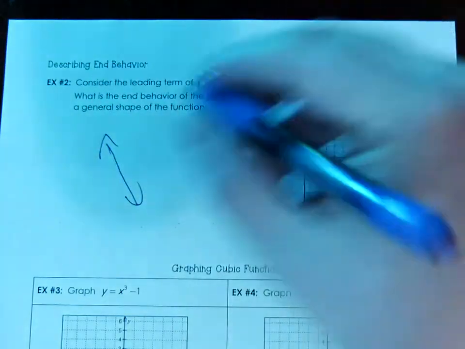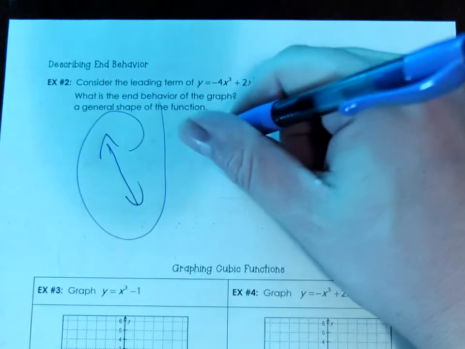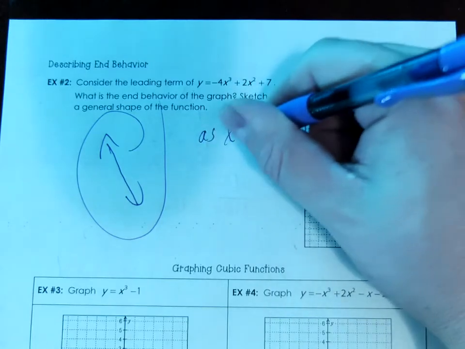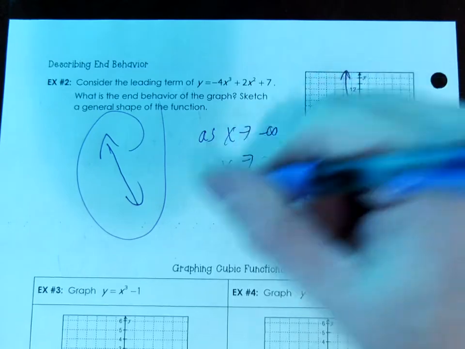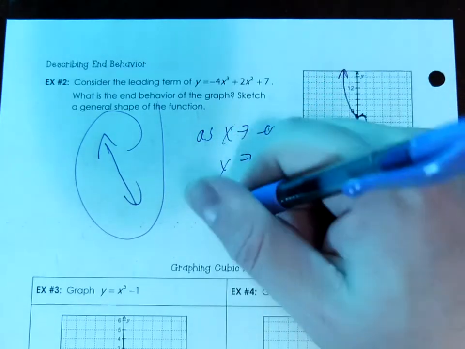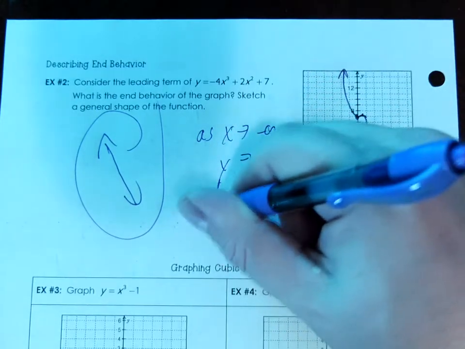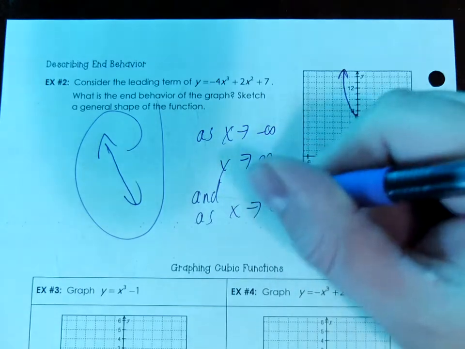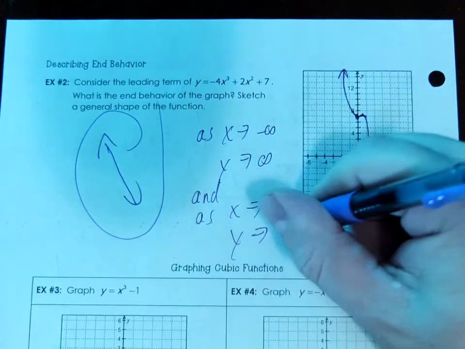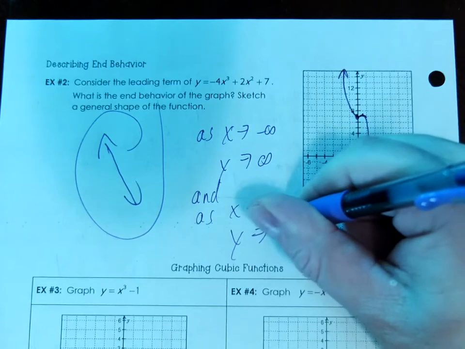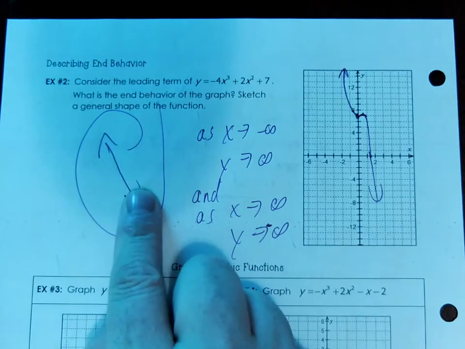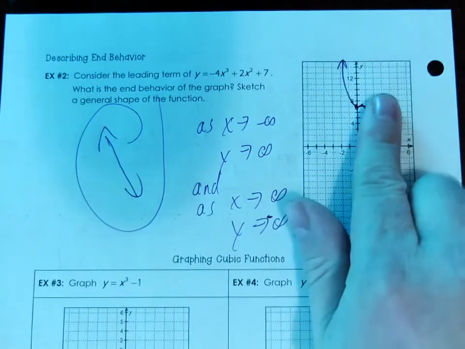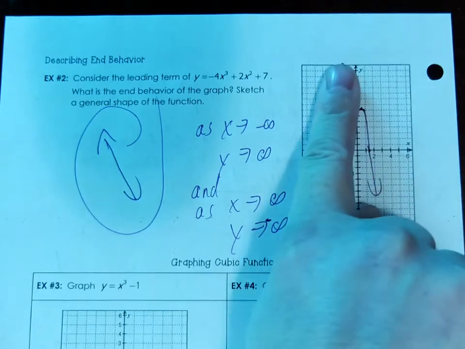If you want to write it in words, you could say as x approaches negative infinity, y approaches infinity, and as x approaches positive infinity, y approaches negative infinity. So those would be the words for that. What I'm going to test you on is up on the left, down on the right. Smile on the left side, frown on the right side of the graph.